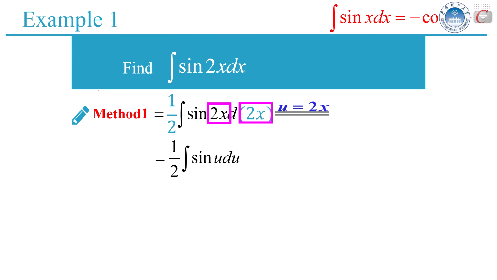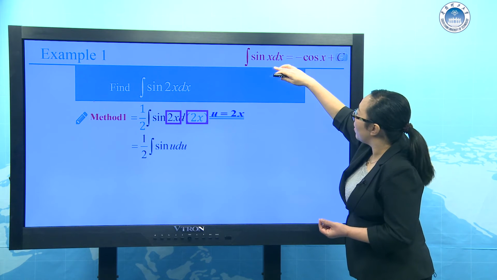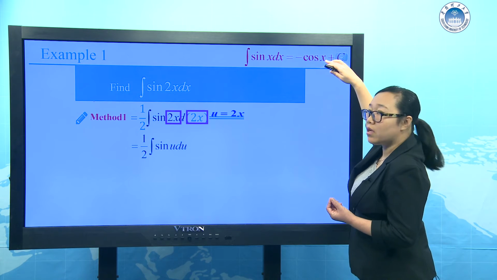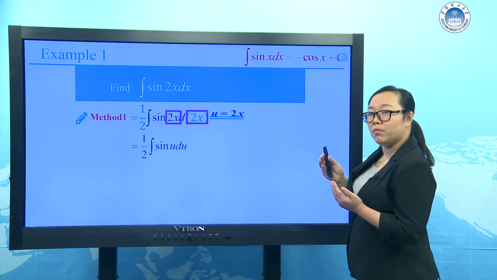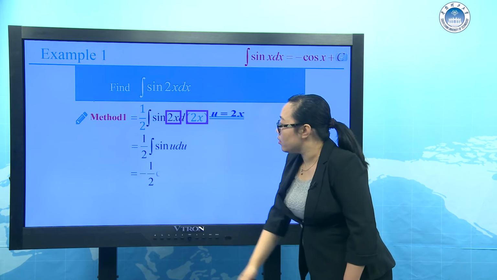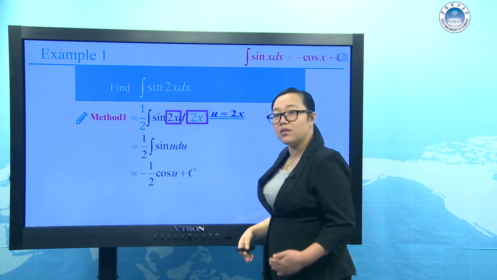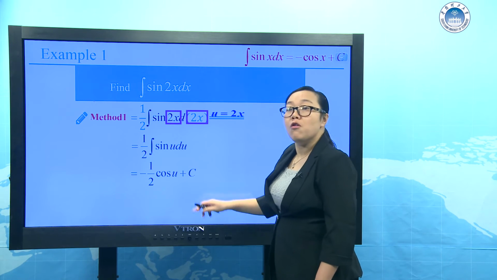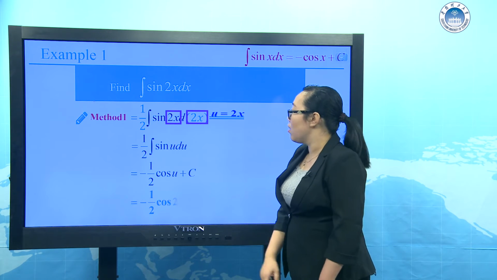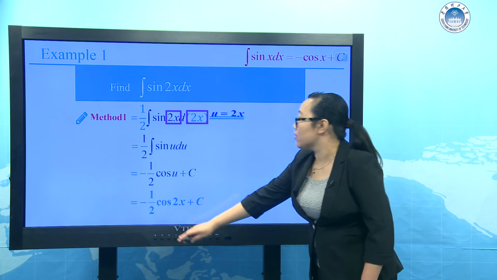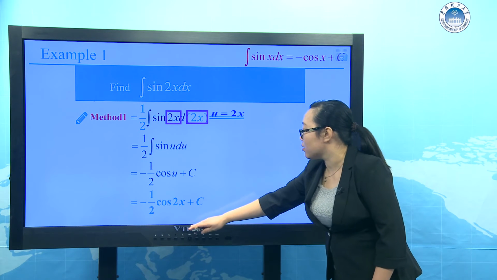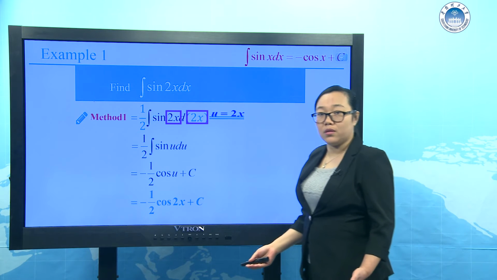According to the basic formula, the integral of sin x dx equals minus cosine x plus c. Pay attention to this formula: sin of the variable and d of the variable give cosine of the variable. They are the same variable. So the integral of sin u du gives one half times minus cosine u plus c. Pay attention to the last step: replace u with 2x. So our final result equals minus one half cosine 2x plus c. Okay, this idea is good.